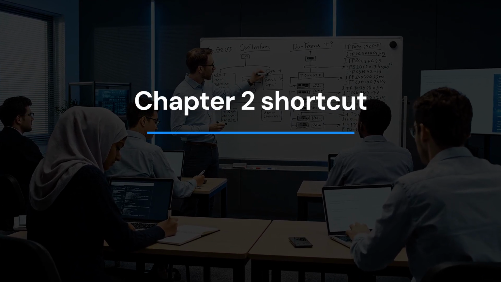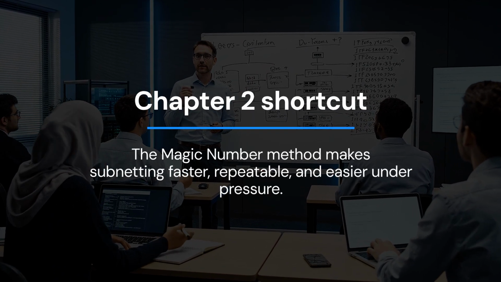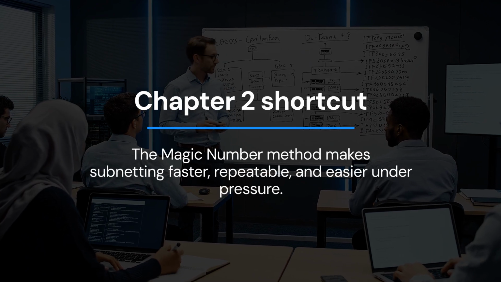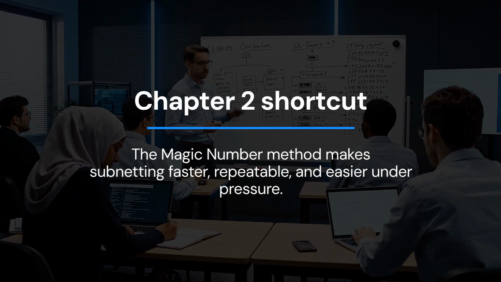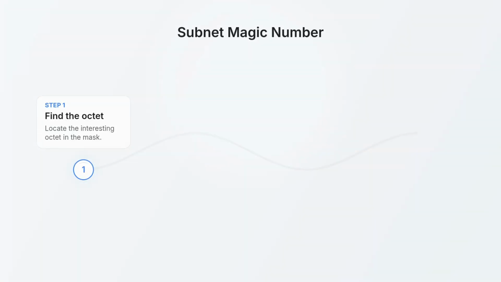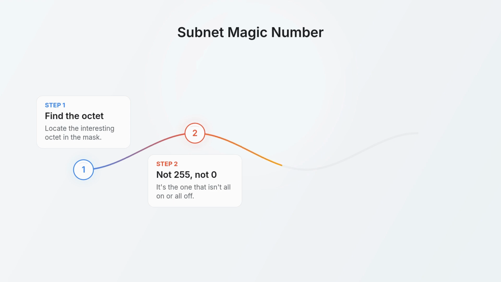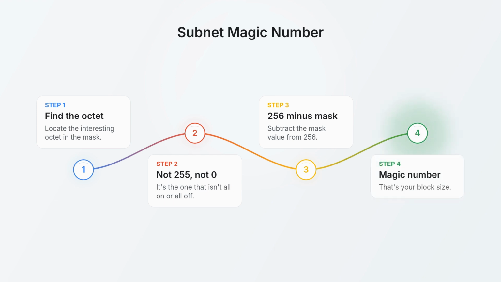Now we get to the shortcut that makes subnetting feel manageable under pressure. The magic number method gives you a fast way to find subnet boundaries without guessing. Start by finding the interesting octet. That's the octet where the mask is neither 255 nor 0. Then subtract that mask value from 256. The result is your magic number, or block size.